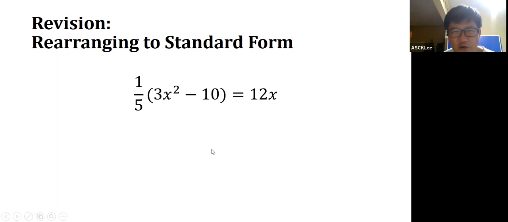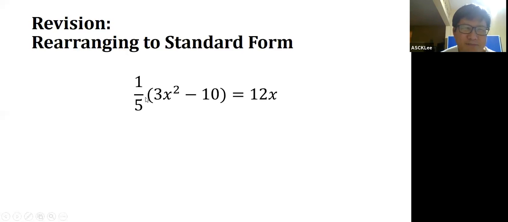Oh, one more. This is simple. Rearrange to standard form again. And this one is very simple. What makes it really troublesome is this 1 over 5. When you're transforming to standard form, ask yourself, what's the problem here? And the problem here is the 1 over 5.